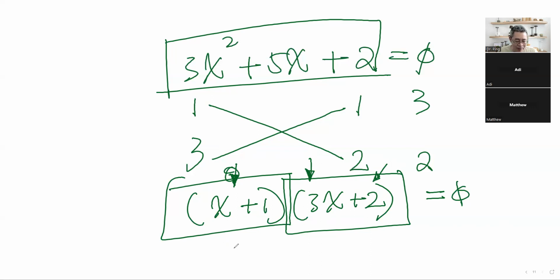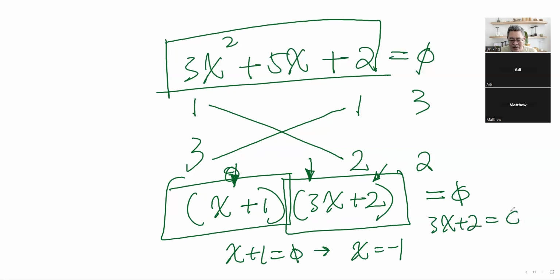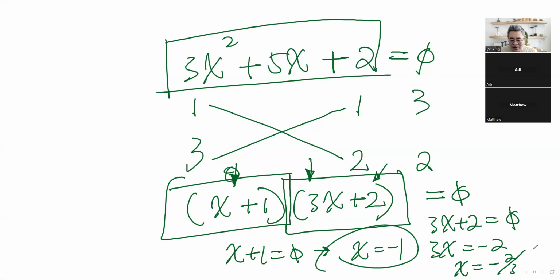So based on that, we could have x plus 1 equal to 0. That gives us x equal to -1. Or 3x plus 2 equal to 0, then 3x equal to -2, then x is -2/3. So that's how we got those, either this or that. Good, Addie? Yeah. Okay.